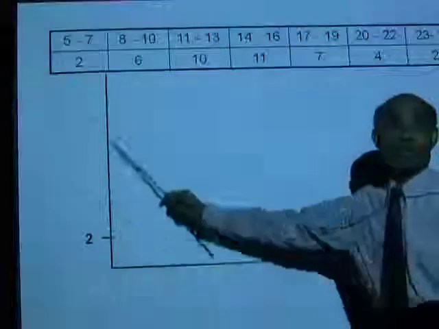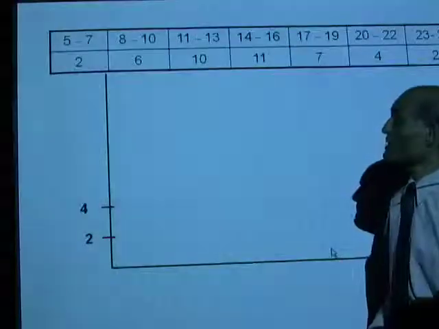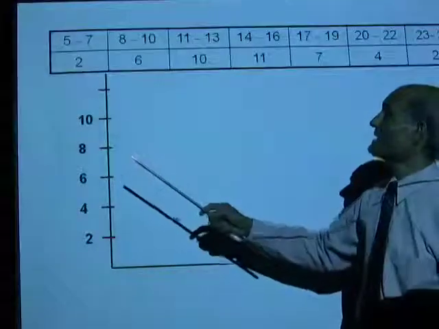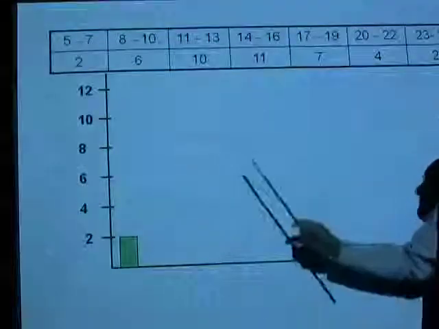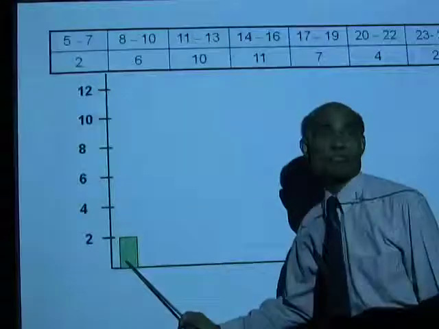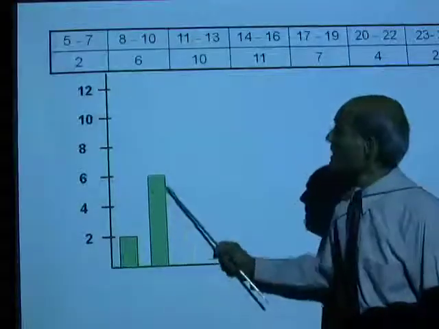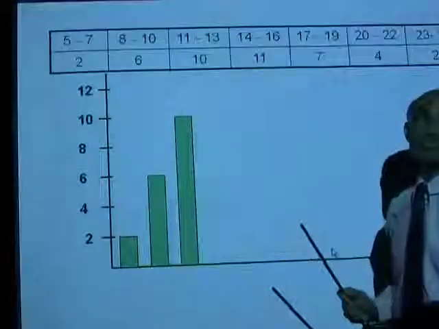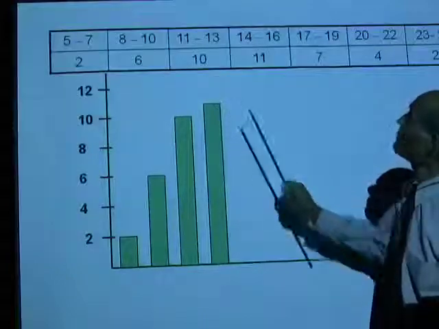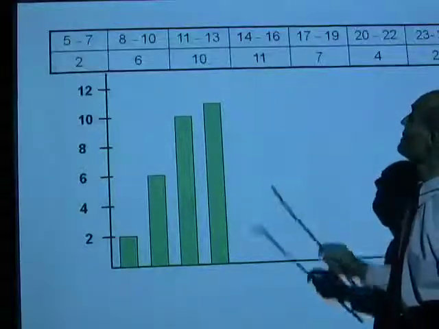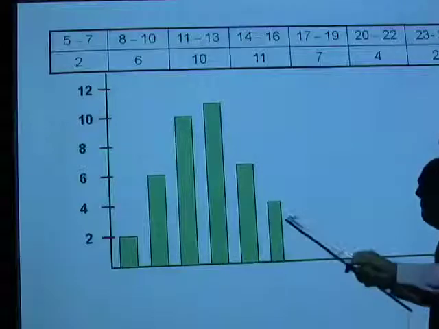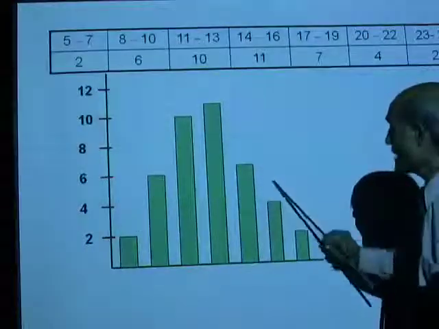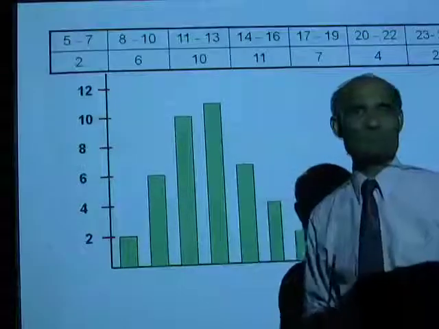Now on this axis I have the frequency, and I have 2, 4, 6, 8, 10 and 12, and the first class has a frequency of 2, the second class has a frequency of 6, the third class has a frequency of 10, the fourth class has a frequency of 11, and the fifth, sixth and seventh classes. Now look at the distribution. This is called a normal distribution.